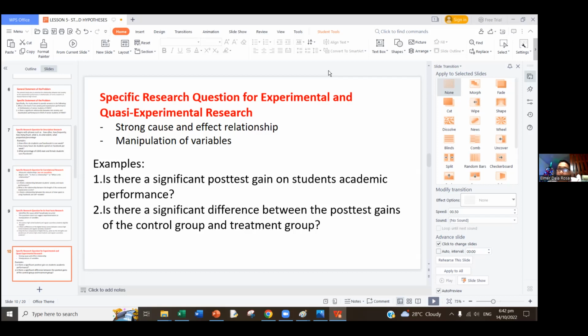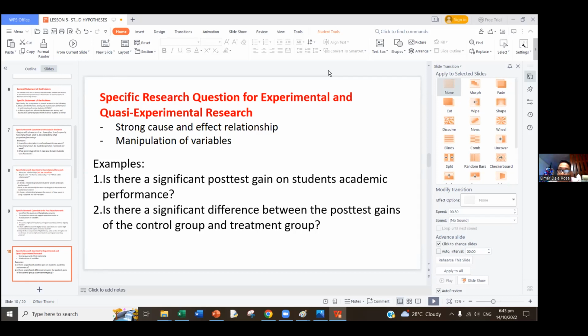Yung isa namang uri ng experimental ay meron kang control at meron kang treatment. Dalawang grupo, hinati mo, pero ganoon din ang question. Is there significant difference between the post-test gains of the control and the treatment group? Nagko-compare ka din like ex post facto, but this time, what you are trying to compare are the scores of students under manipulation. Meron nang control variable, meron nang control group, at meron nang experimental group.